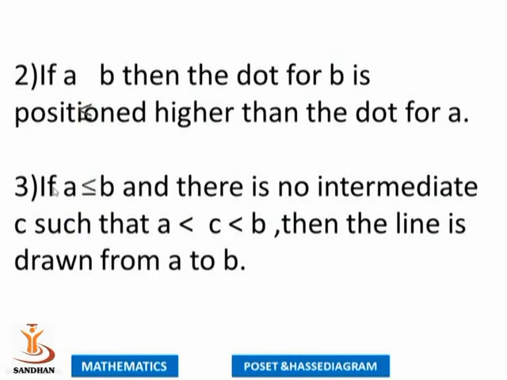And the third condition, if A is less than or equal to B and there is no intermediate C such that A is less than C less than B, then the line is drawn from A to B. That means if we have any 2 elements in a relation and we cannot find a third element in between them, we can directly join the 2 elements A and B. But if we find any third element, we have to go by a path.